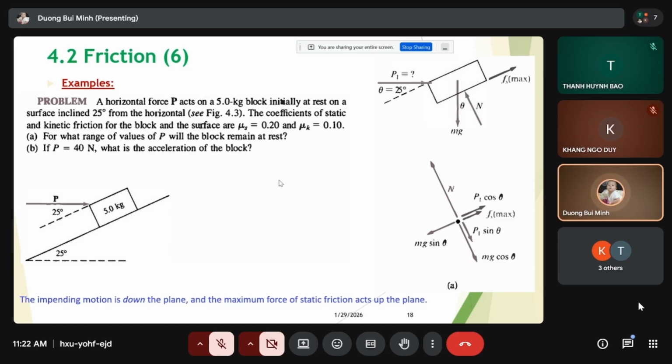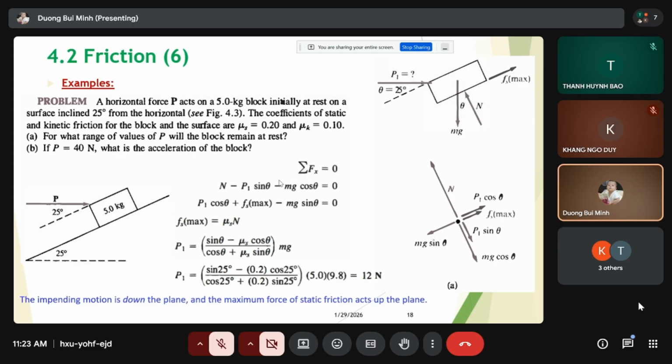Here we have mg, this is the 25 degree angle, so this is theta. You get mg sine theta, and this one is mg cosine theta. You understand? This is mg, this is theta, so this one is sine theta and this is cosine theta.